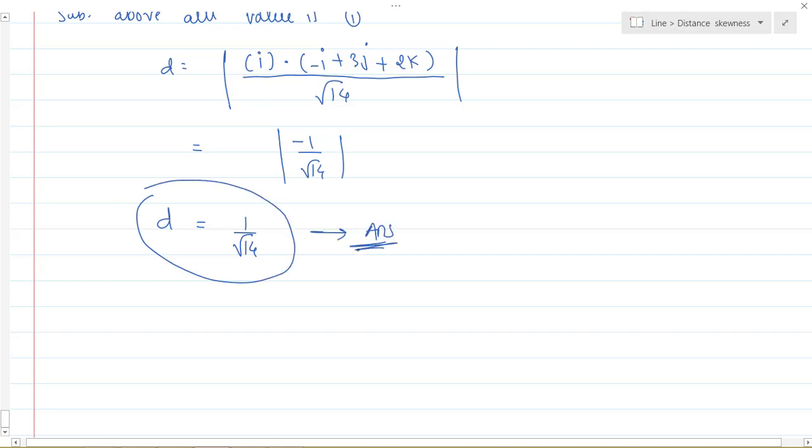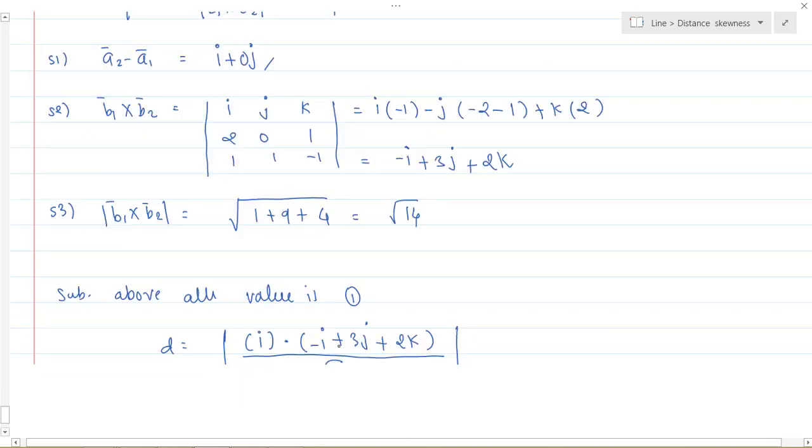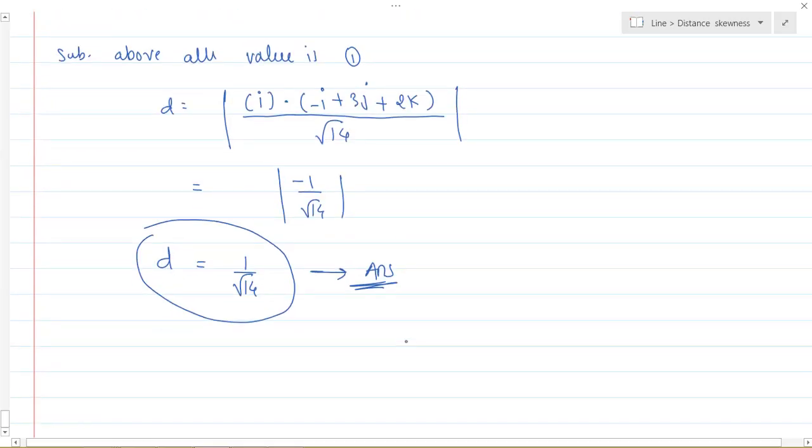You can use this formula directly or you can make use of the Cartesian formula, which is nothing but: the distance is equal to, we have already seen, delta divided by the denominator. Under the root we will have the direction ratios of all the lines. So the answer for this question is 1 by root of 14 units. You can write here. Perfect. Now let's see the next question.